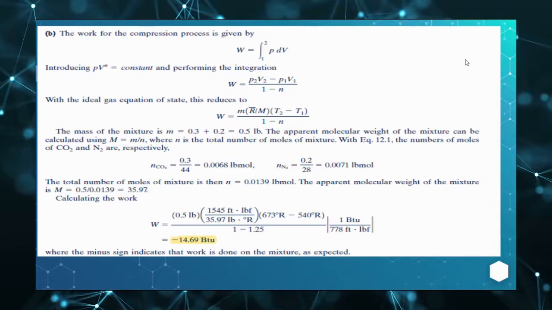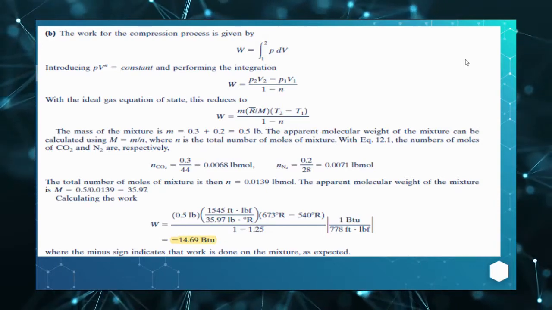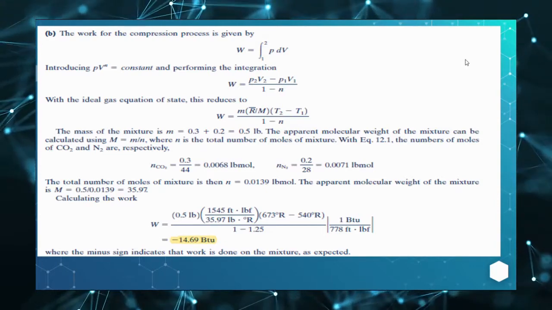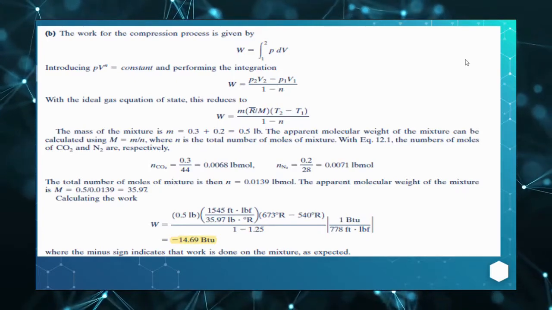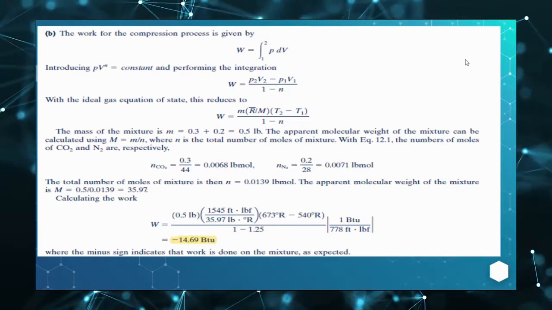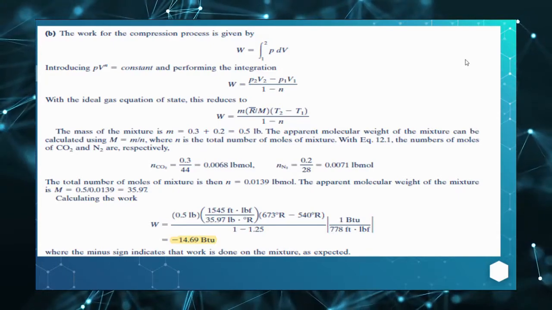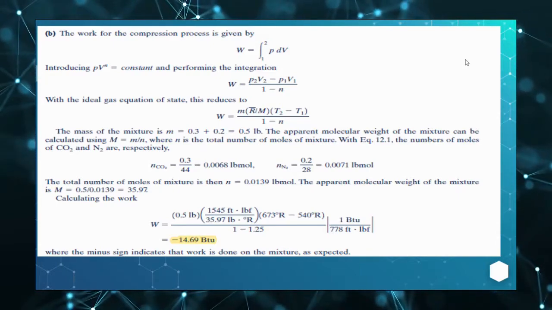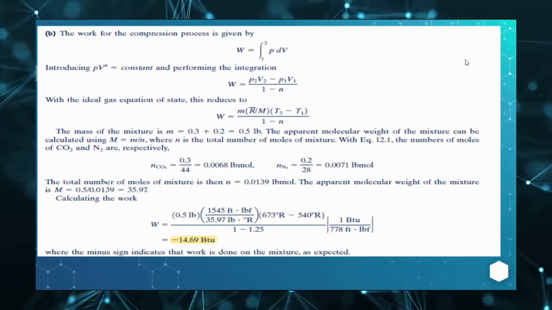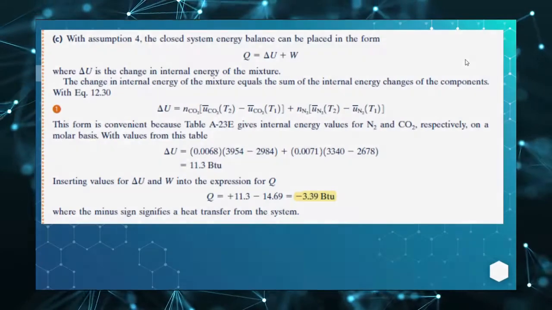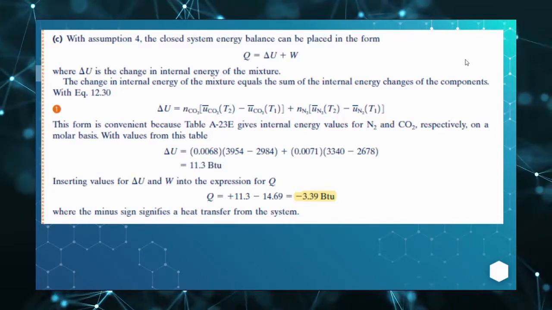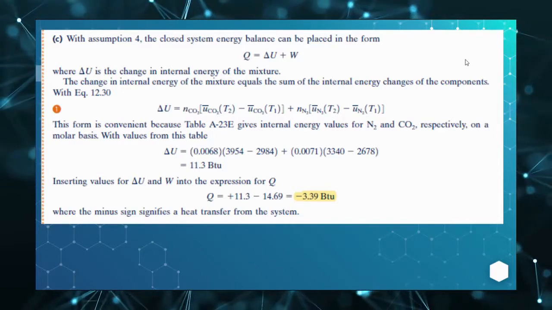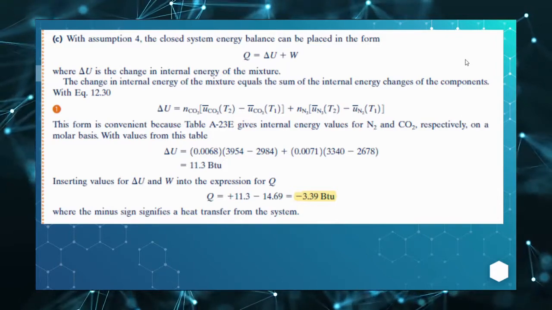So now we will calculate the work. We substitute all the given values, and we finally arrive at work equal to negative 14.69 BTU, where the negative sign indicates that work is done on the mixture, as expected. With this assumption, the closed system energy balance can be placed in the form of heat equal to the change of internal energy of the mixture plus the work.